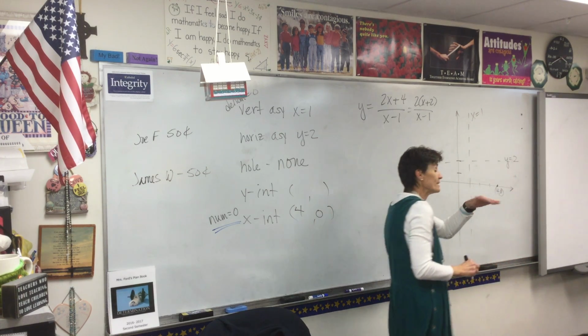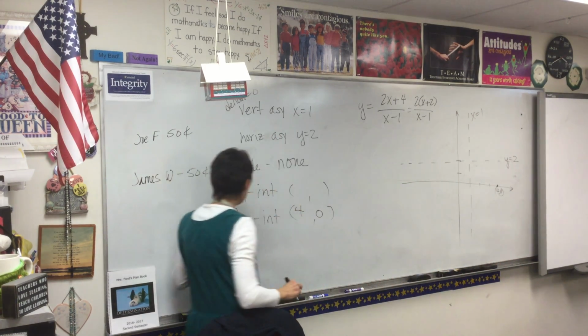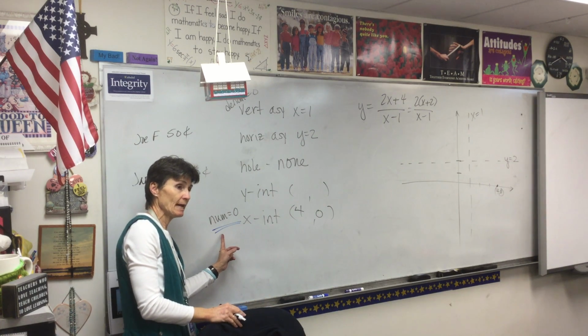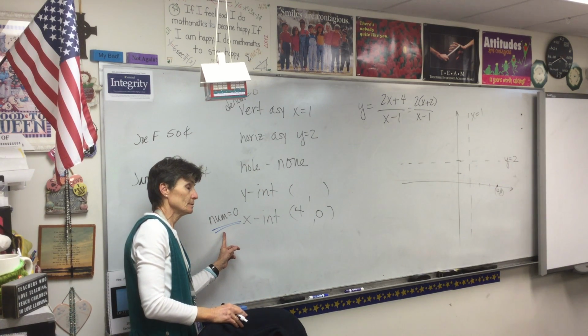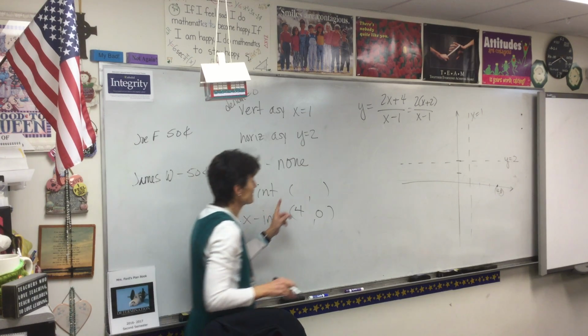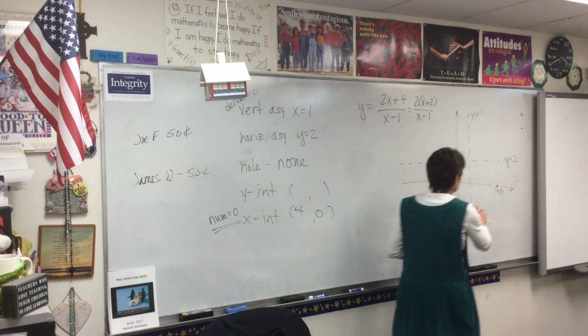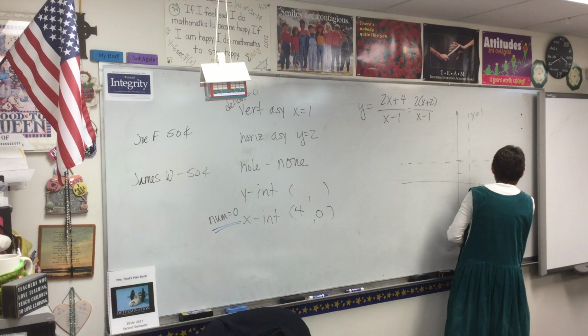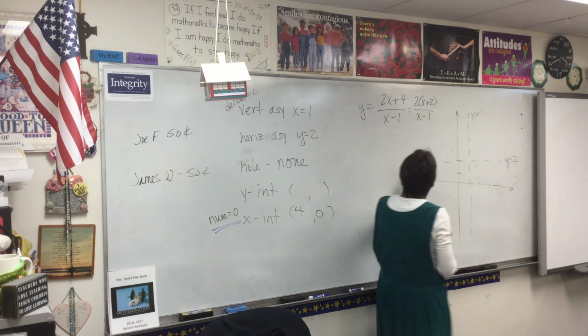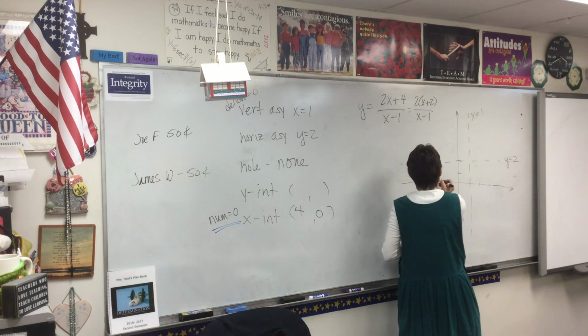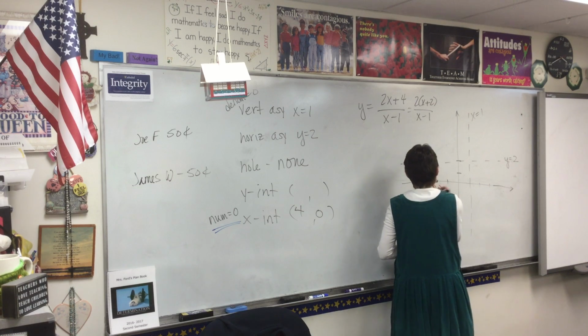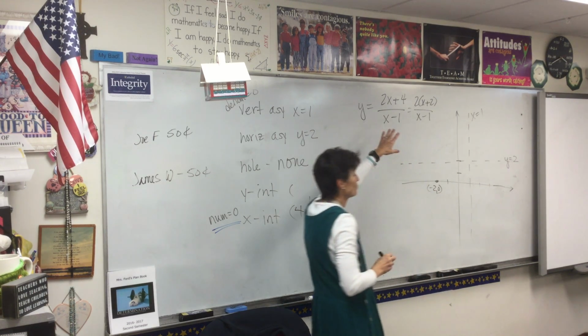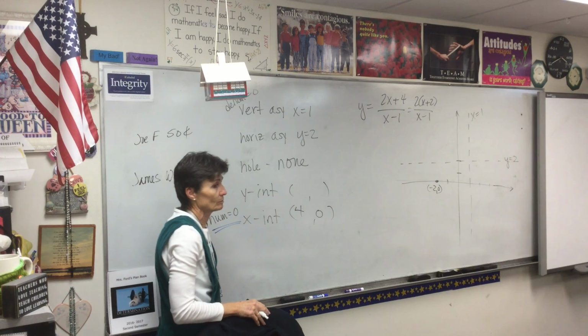Now, if you didn't get that, you're not paying attention to what I have written down here. It can be difficult. What makes the numerator zero is not four. That is not right. Negative two, thank you. Negative two makes the numerator zero.